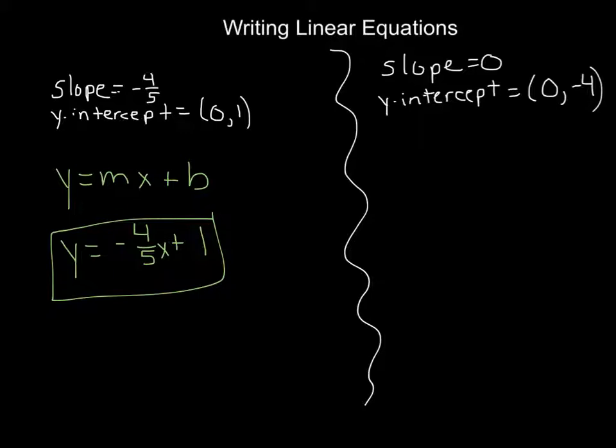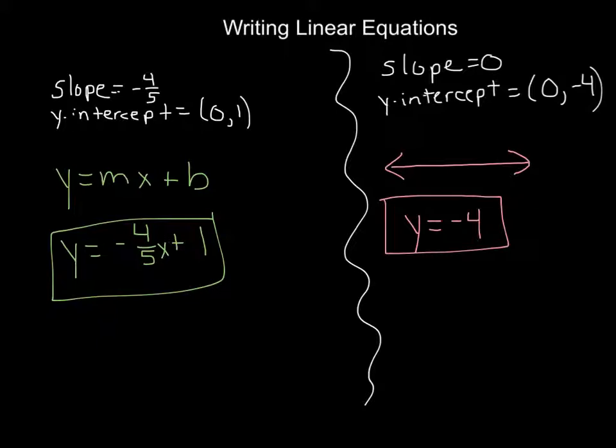So for this one over here, our slope is 0. Remember, anytime we have a slope of 0, that means we have a horizontal line, and the equation is y equals something. Look at your y-intercept to see what it equals. And that's it.